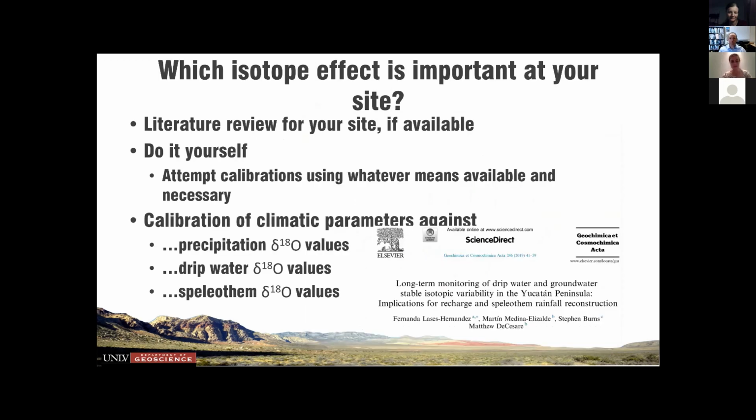Okay, so finally, which isotope effect is important at your site? Do the literature review or do it yourself if you can't. Attempt the calibrations, whatever means possible. Calibrate the precipitation, the drip water, the speleothems, etc. And a really nice study is this by Lachniet, Hernandez et al. that looked at this at a cave site in the Yucatan Peninsula. Okay, so I think I'll stop there so we have a little bit of time for Q&A.